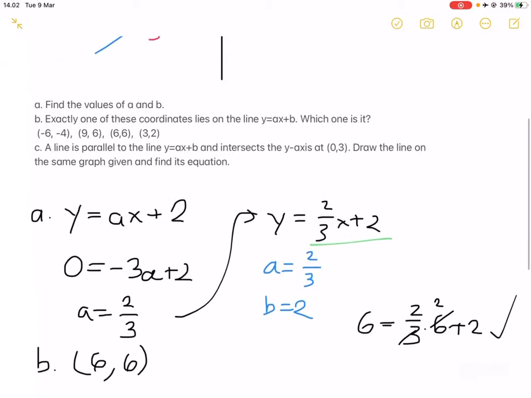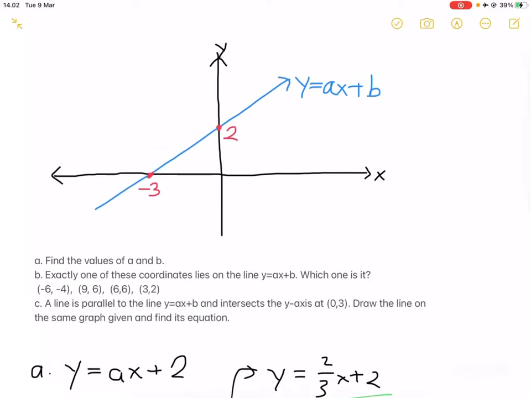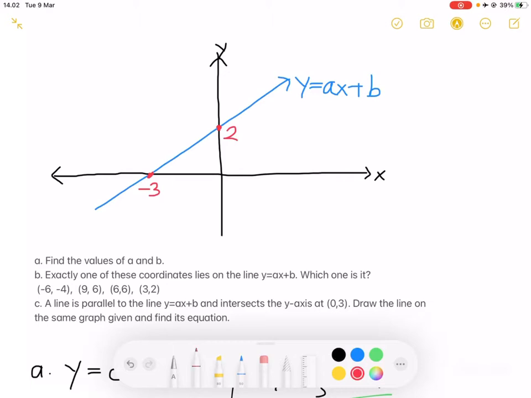And for part c, a line is parallel to the line y equals 2 over 3x plus 2 and intersects the y-axis at (0, 3). In other words, its y-intercept is at (0, 3). So let's just label that point, which is about right there. Draw the line on the same graph given and find its equation. So since it is parallel, you can just draw it like so. Now just call this line L.